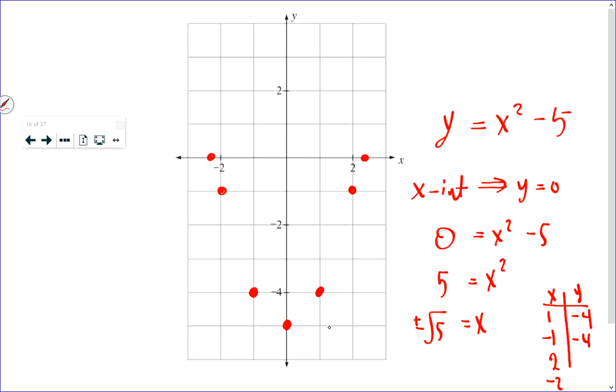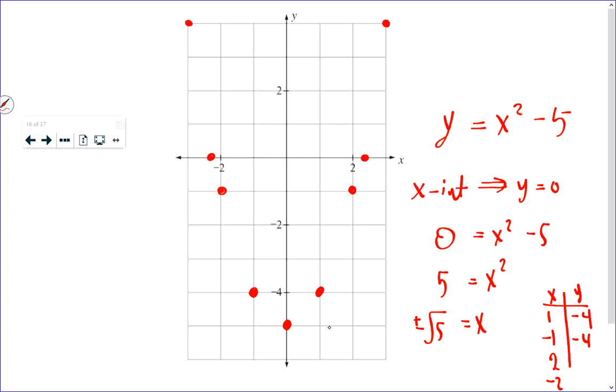Why don't we put 3 in as well for x? If I put in 3, 3 squared is 9, 9 minus 5 is 4. So it is also going to go through this point and this point. That's what the parabola will look like.